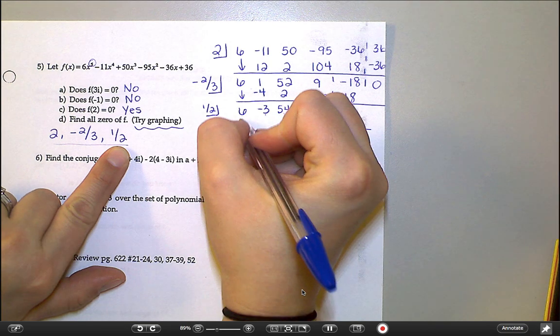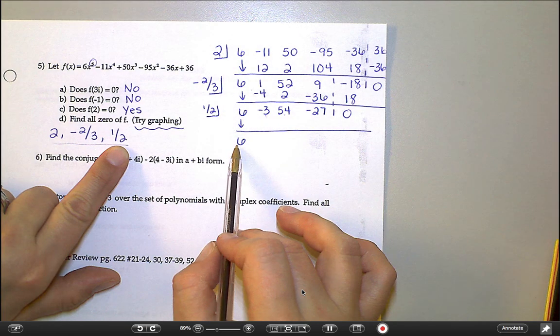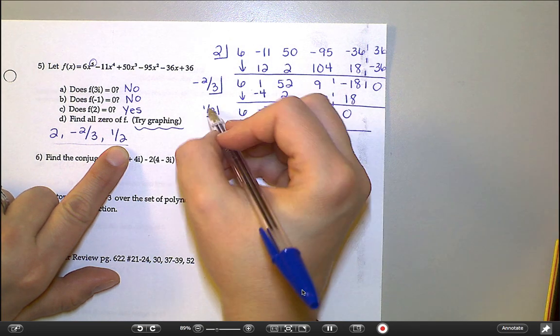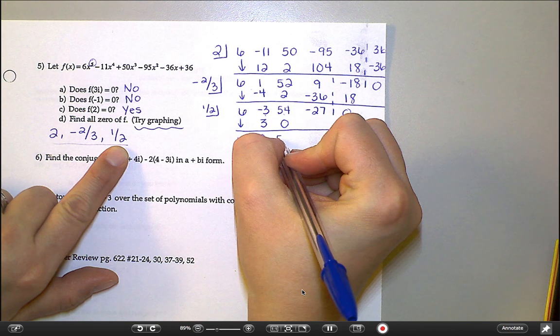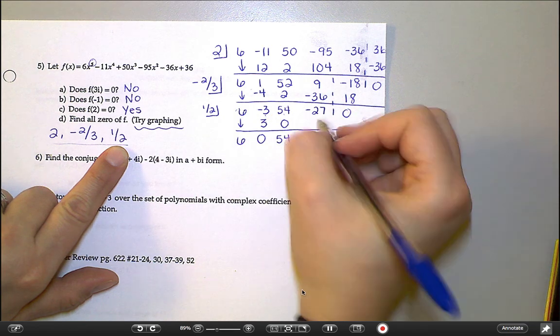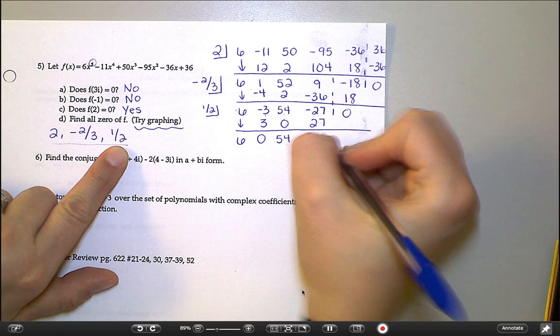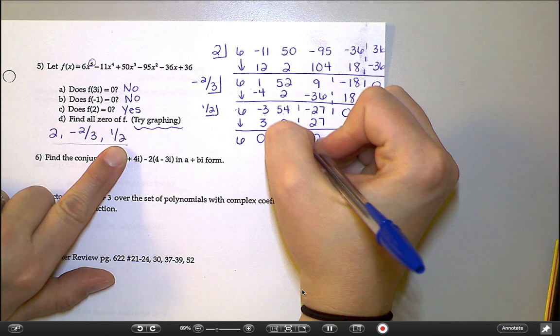So drop my 6 down again. That poor 6 is just staying there. 1/2 times 6 is 3. Negative 3 plus 3 is 0. 1/2 times 0 is 0. 54 plus 0 is 54. 1/2 of 54 is 27. Negative 27 plus 27 is 0. And once again, that's my remainder.